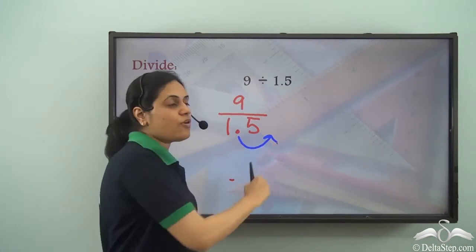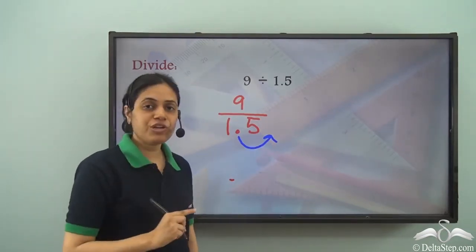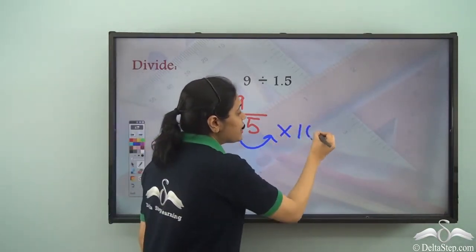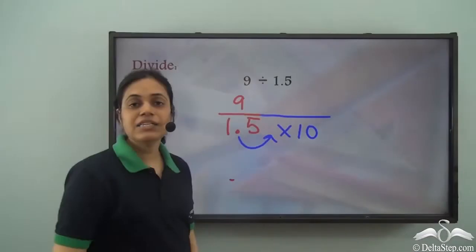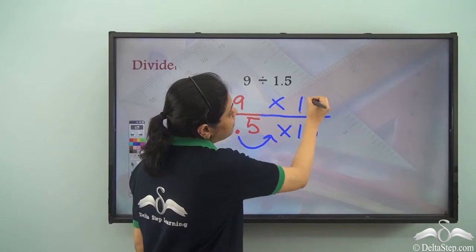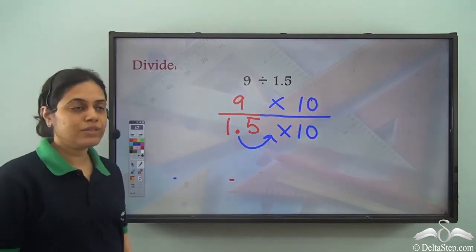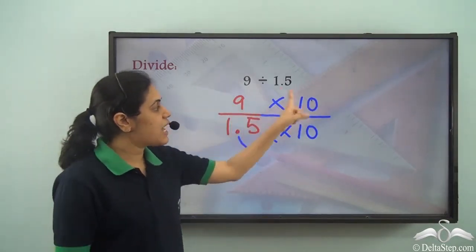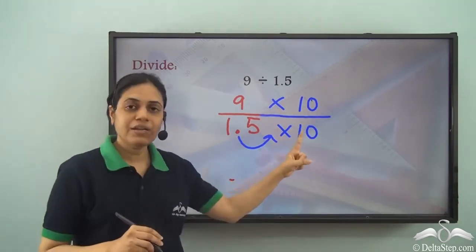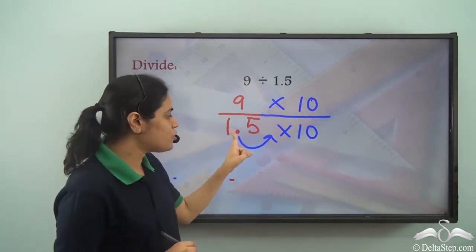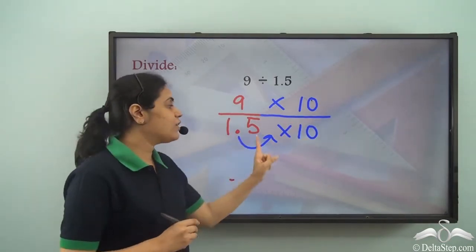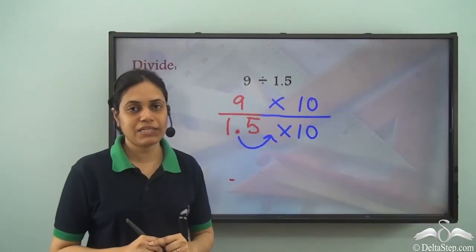And over here, I want the decimal point to shift to the right by one place, which means that I need to multiply it by 10. And when I multiply the denominator by a number, I also need to multiply the numerator by the same number. So this becomes 9 into 10 divided by 1.5 into 10. Why 10? Because I want to shift the decimal point to the right by one place, and I can only do it if I multiply it by 10.